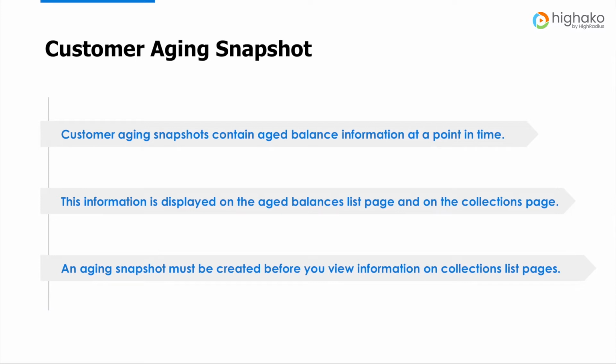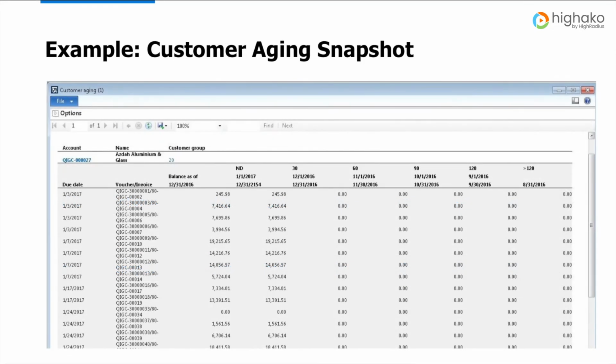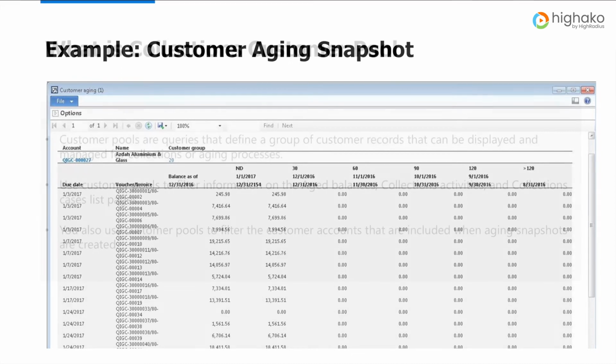Now, one important thing to note is that the creation of an aging snapshot is a prerequisite for building the aging reports. This is what collection aging snapshots look like. Here, you can see the aged balance information for the past due customers.